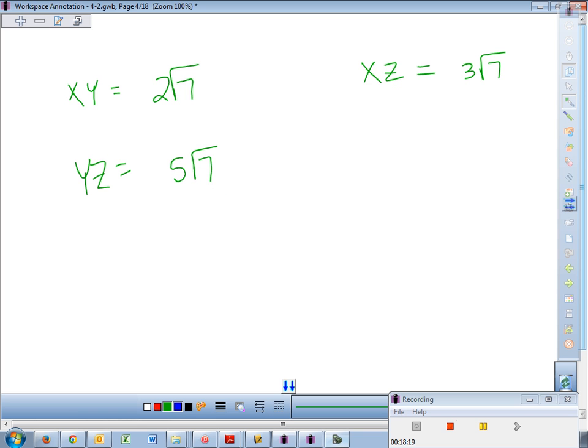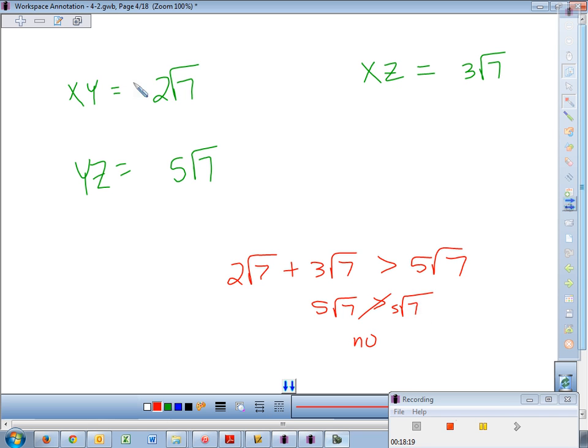Can you see that those are like terms? Aren't they all radical 7s? So which are the two smaller ones? 2 square roots of 7 plus 3 square roots of 7 greater than 5 square roots of 7 is what you set up. If you had 2 radical 7s here and 3 radical 7s here, how many total radical 7s do you really have? Is 5 radical 7 greater than 5 radical 7? Yes or no? So that can't be sides of a triangle. If you connected those 3 points, they'd be on a line instead of making a triangle. Yes?